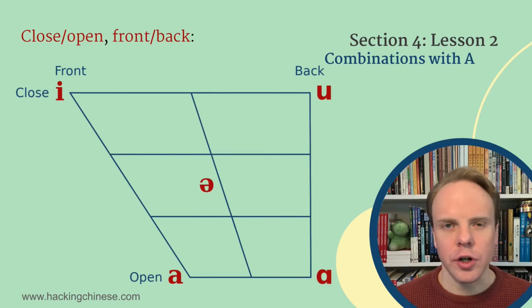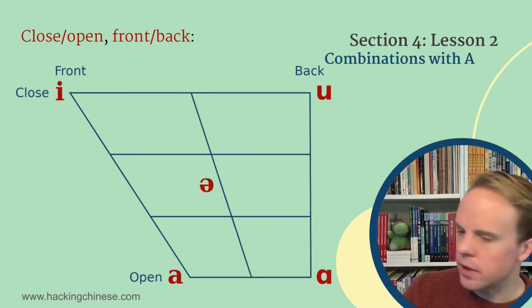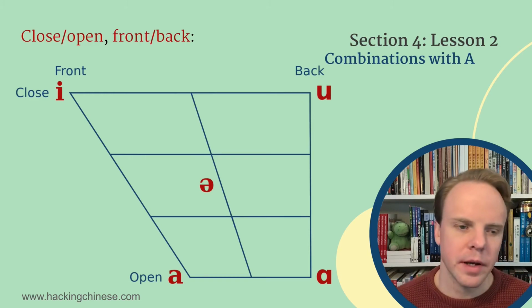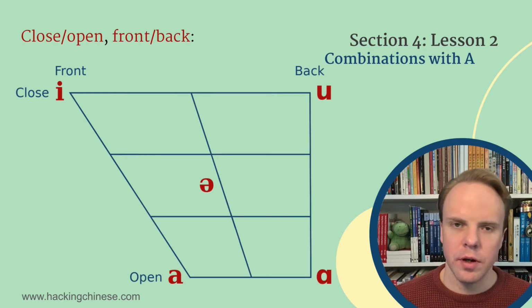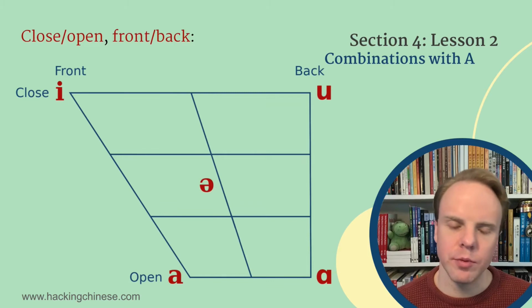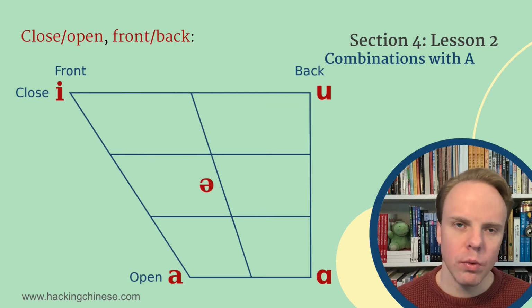So let's look at this chart again, and just as a reminder, it is a side view. So you're looking at it like that. So the front is of course close to your teeth. So if you say something like e, you should feel that your tongue is pretty far forward. And if you say u, you should feel that it's pretty far back. And if you transition between those two, e, u, you should feel your tongue moving back and forth.